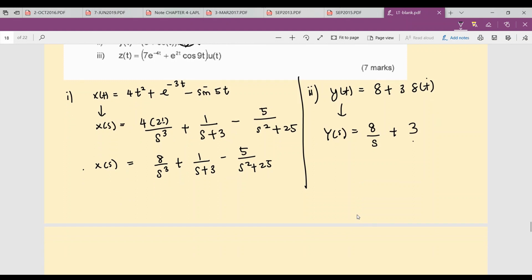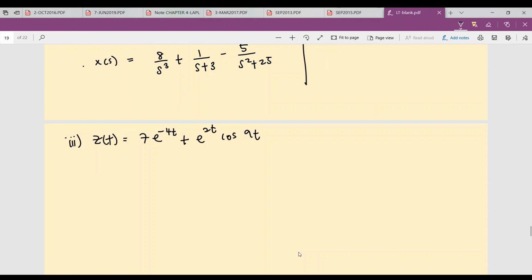Okay, so last one ZT. Okay, ZT 7E negative 4 plus E 2T cos 90. Okay. So actually nampak saya buat macam laju kan. Tapi you boleh je buat slow-slow, tengok dekat table. Okay, sebab saya buat laju lah. Sebab saya tunjukkan aja caranya. You kena practice tau. Okay, so this one exponent. So 7 is unit step. So 7 over S plus 4.